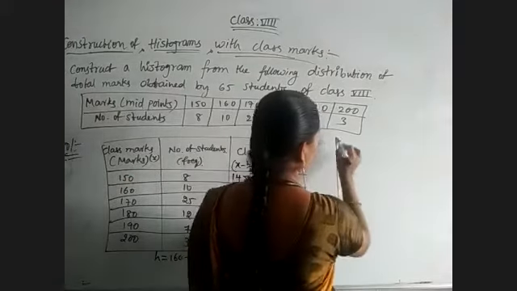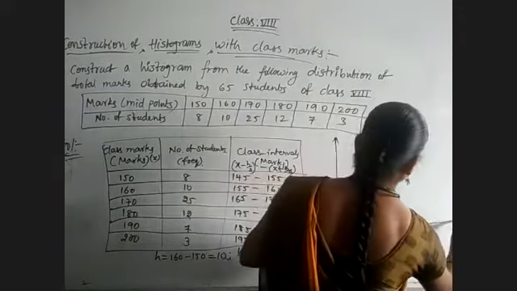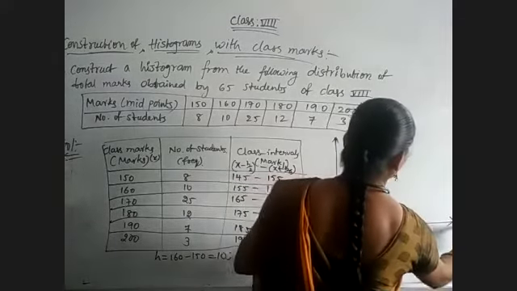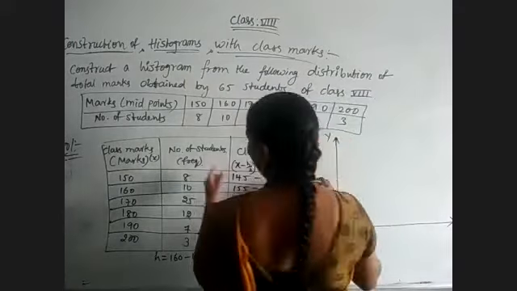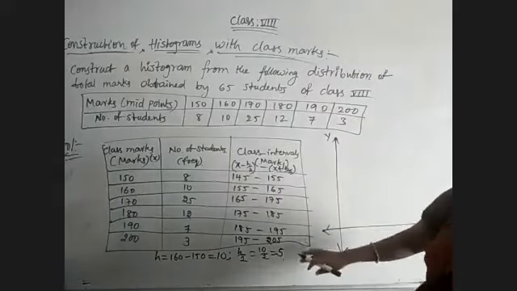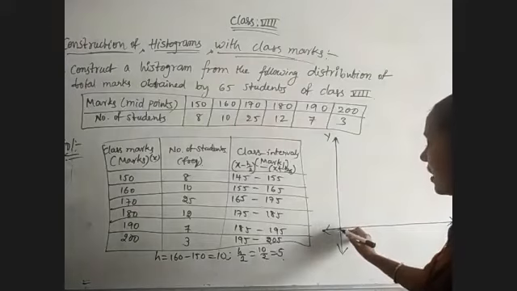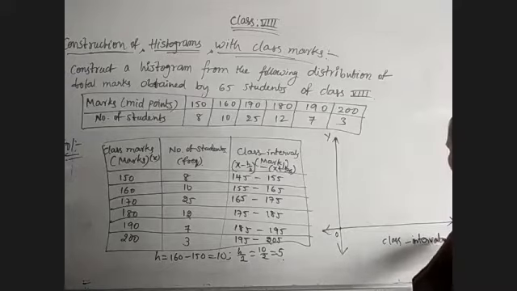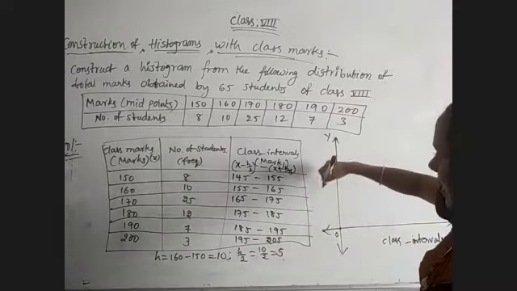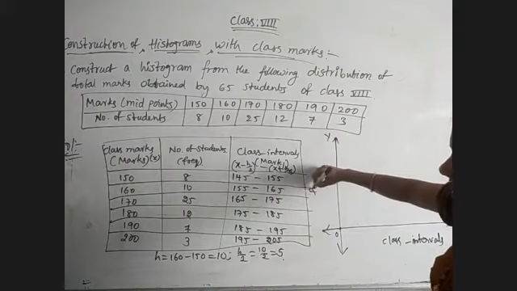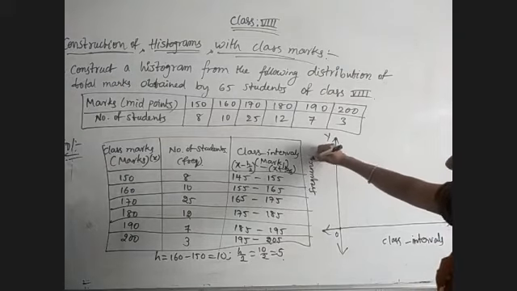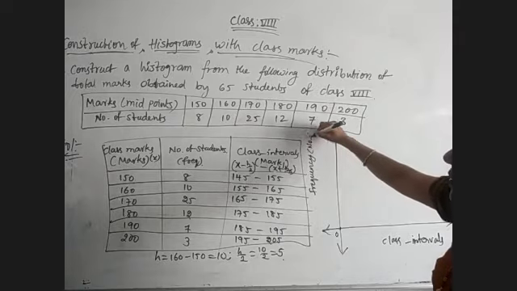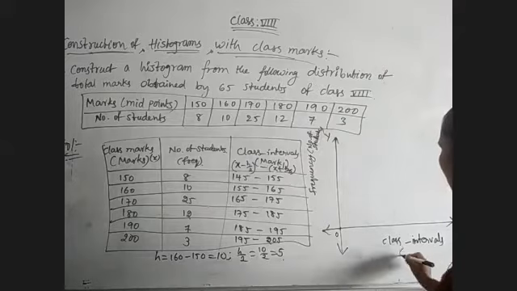So we will discuss the construction steps. Just observe this, x-axis and y-axis. Always we have to mention class intervals on the x-axis while constructing histograms. So here, class intervals. And on the y-axis, number of students, that is frequency. The frequency is given for number of students, and the class interval is for marks.